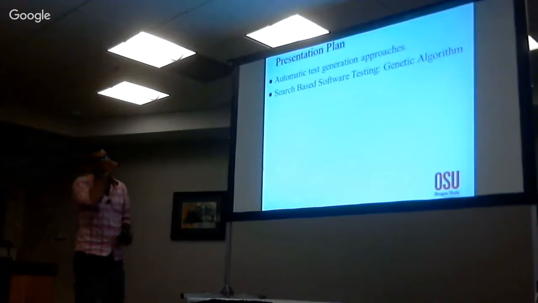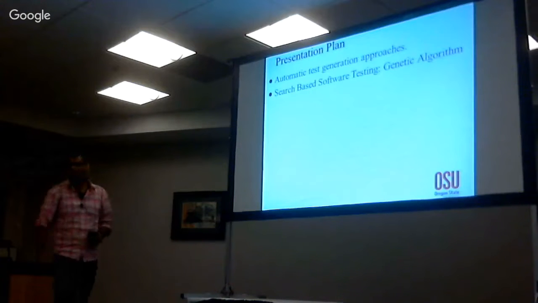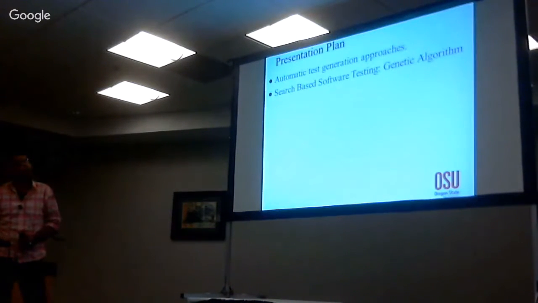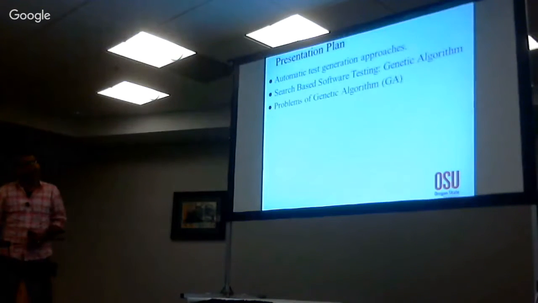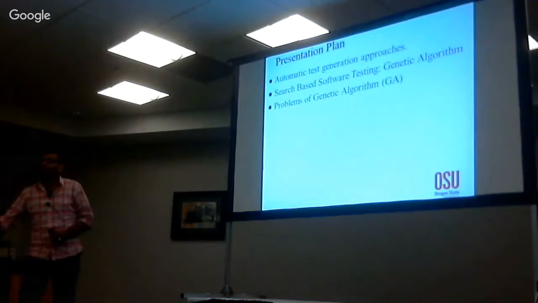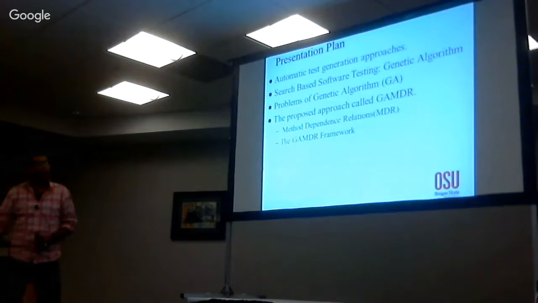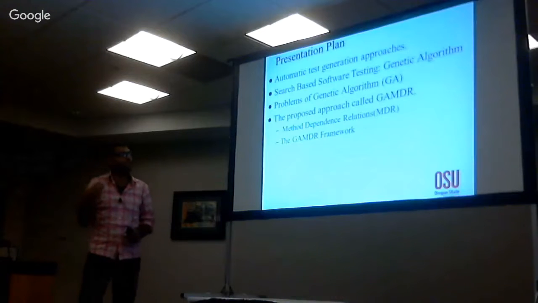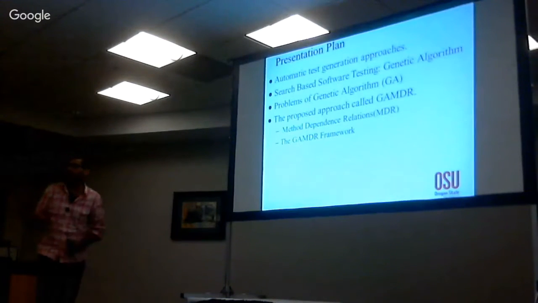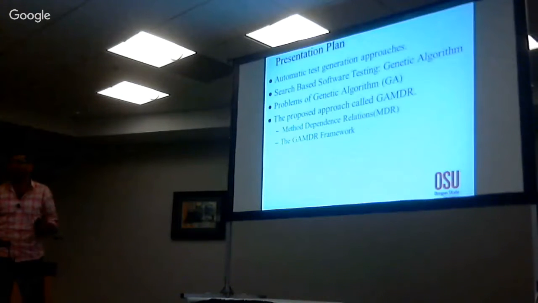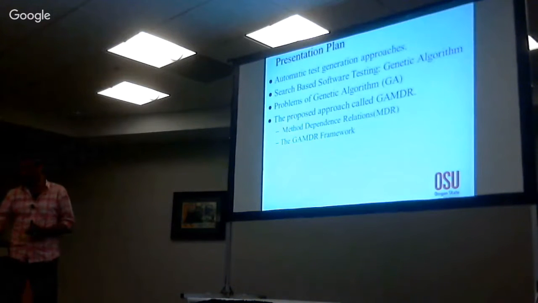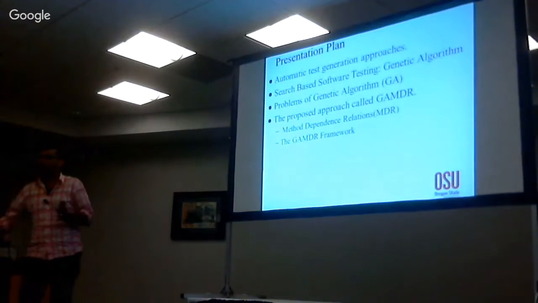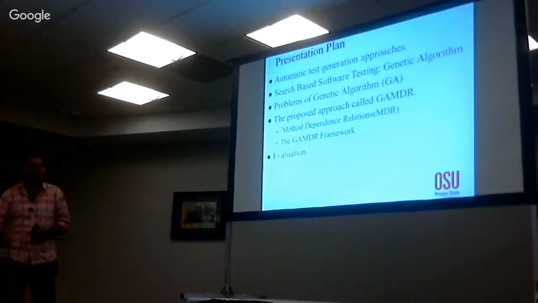My presentation will start with a little bit of talk about the automatic test generators that are available, and then talk more precisely on the genetic algorithm and how it works. Some problems that face the genetic algorithm and how we use the method dependency relation to overcome some of these problems, and how we implemented the method dependency with the genetic algorithm itself for generating such data for objects for the Java language. Then some of the evaluation and future work.